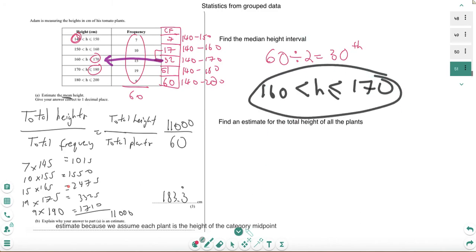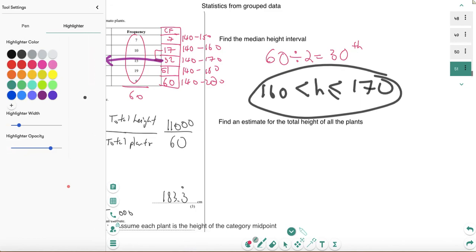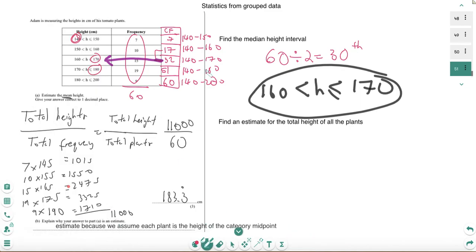Next, find an estimate for the total height of all the plants. Well, we actually figured it out when we were finding the mean. So in order to find the mean, you have to find the total height of all the plants. So we did 7 times 145, 10 times 155, and we added up all the values. So that gave us 11,000. And that's how you do that question.